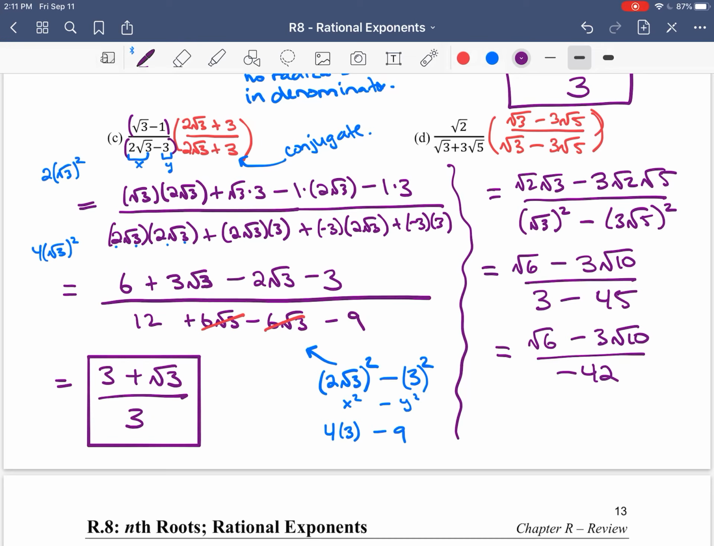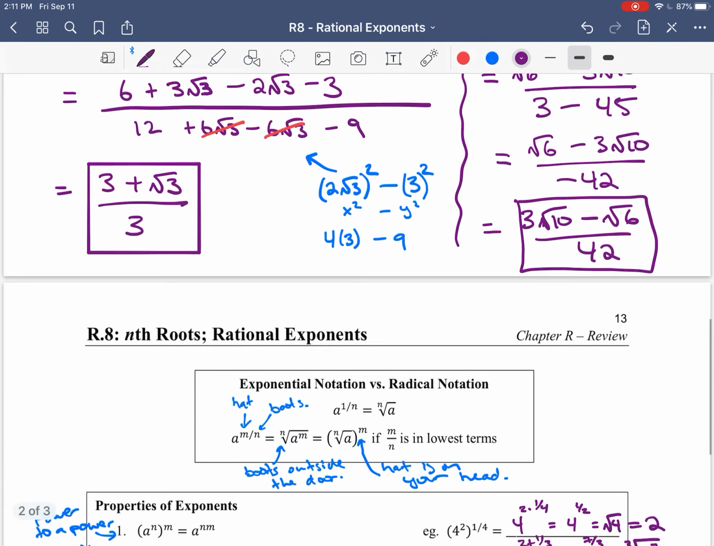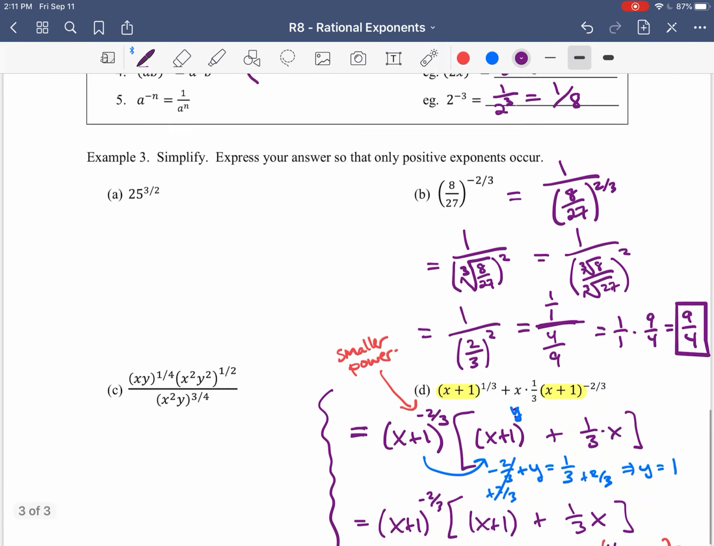Okay, now if you want it to look nicer, you could bring the negative up. So you can switch the order here. So it's 3 root 10 minus root 6 over positive 42. Either way is fine, but that one looks a bit nicer. Okay, just a couple more here.